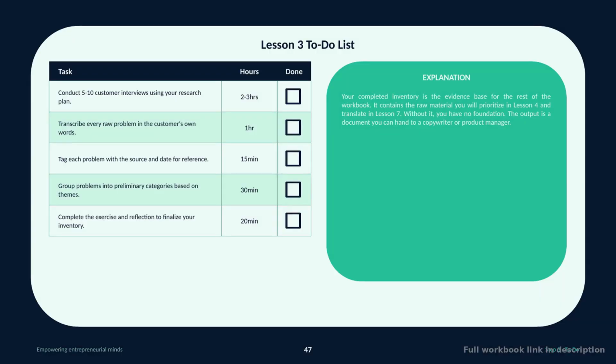Here is your to-do list. First, conduct 5 to 10 customer interviews using your research plan. Then, transcribe every raw problem in the customer's own words. Next, tag each problem with the source and date for reference. Then, group problems into preliminary categories based on themes. And finally, complete the exercise and reflection to finalize your inventory.